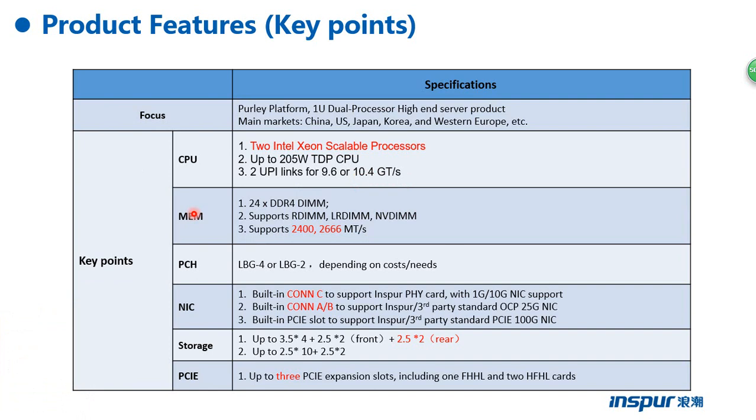The memory: the server can support up to 24 DDR4 DIMMs. It can support RDIMM, LRDIMM and NVDIMM. It can support up to 2666 MT per second. It is the speed of the memory. The previous generation, the M4 generation, can only support up to 2133 MT per second.